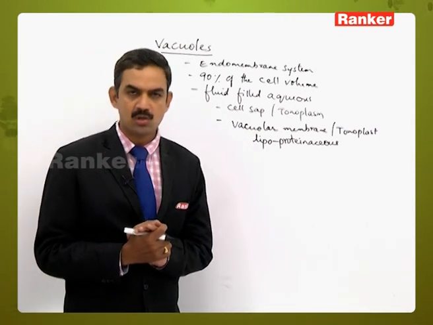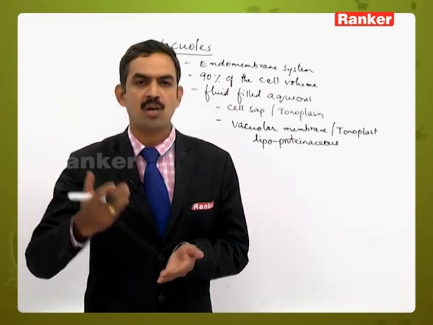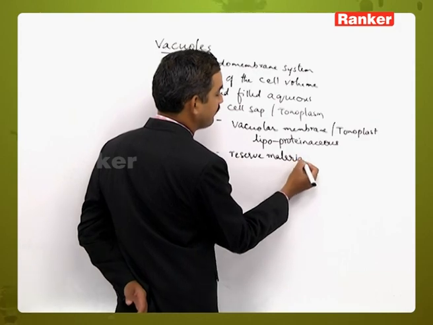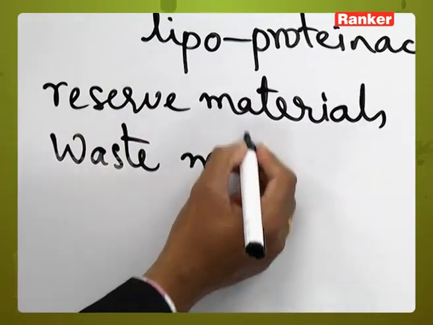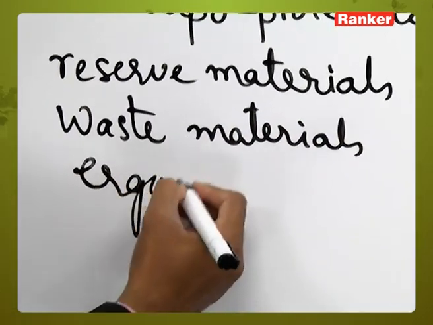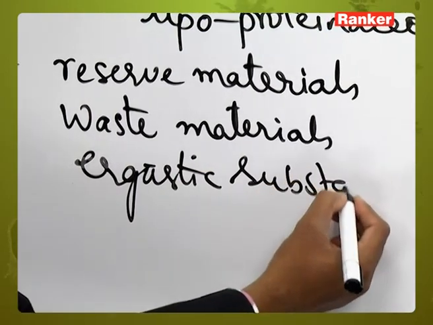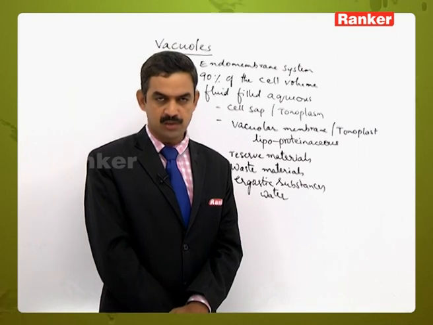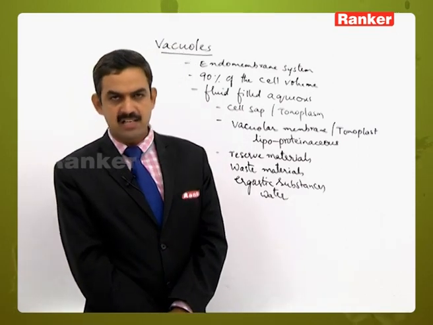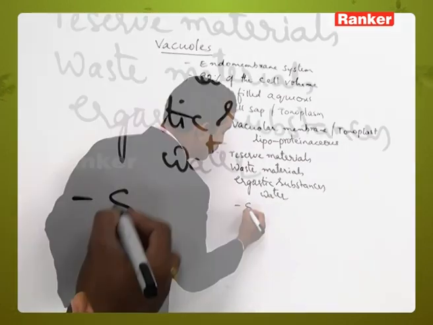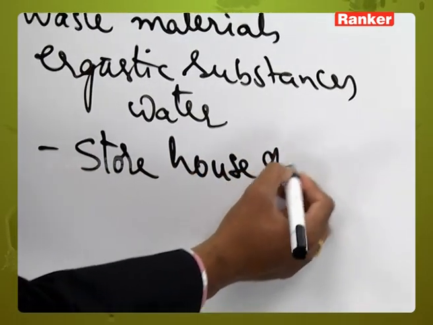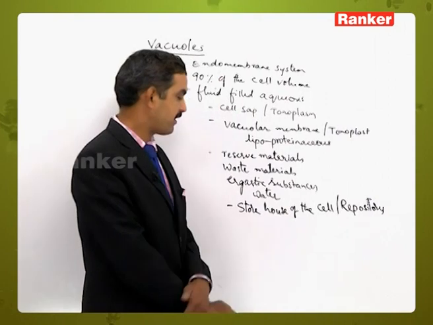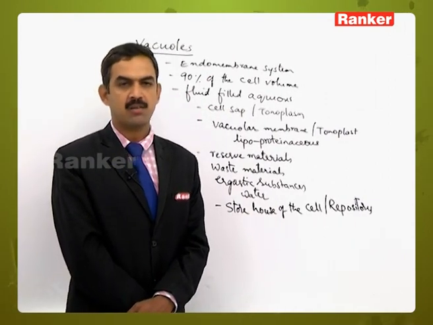Apart from water, it also contains various types of materials which are useful to the cell and the waste materials of the cell. Sometimes they may contain reserve food materials along with the waste materials, some type of ergastic substances. These materials present inside the vacuoles make them the storehouse or repository of the cell. Repository has the same meaning, which is storing the waste materials formed inside the cell.